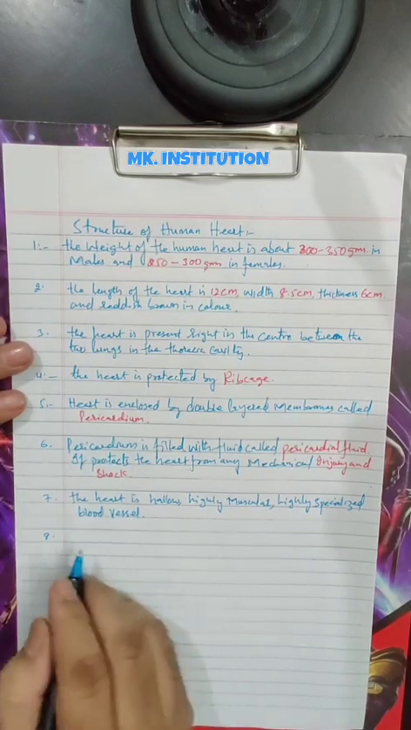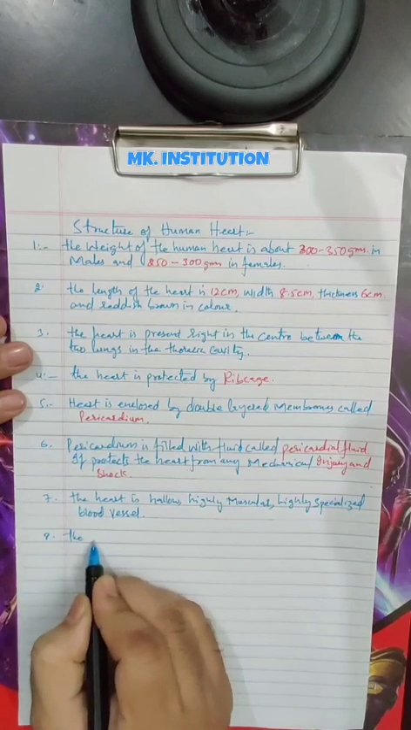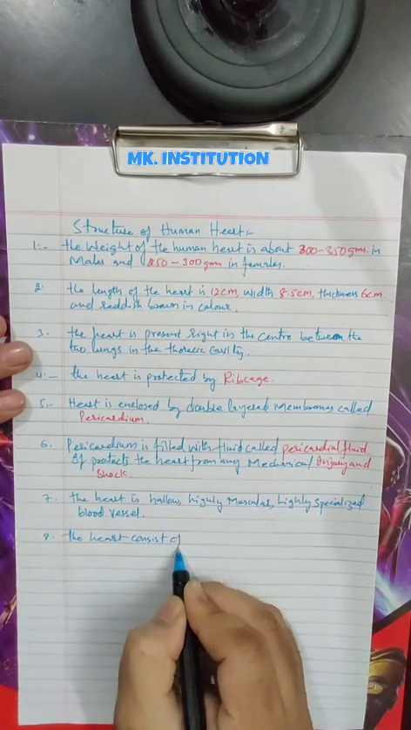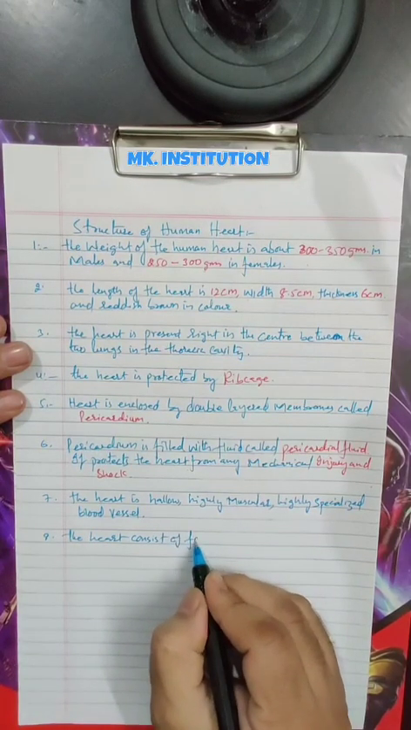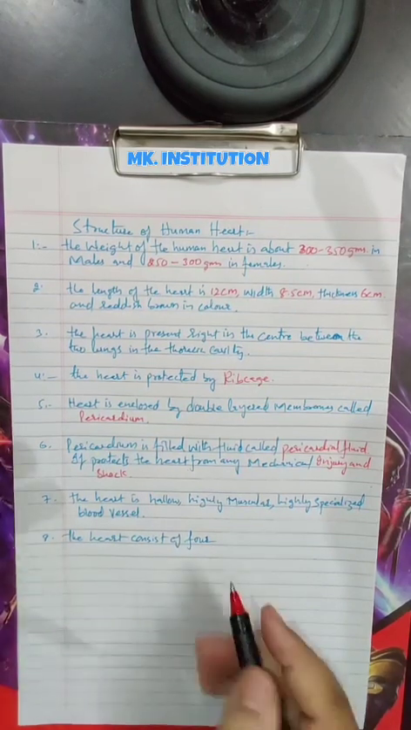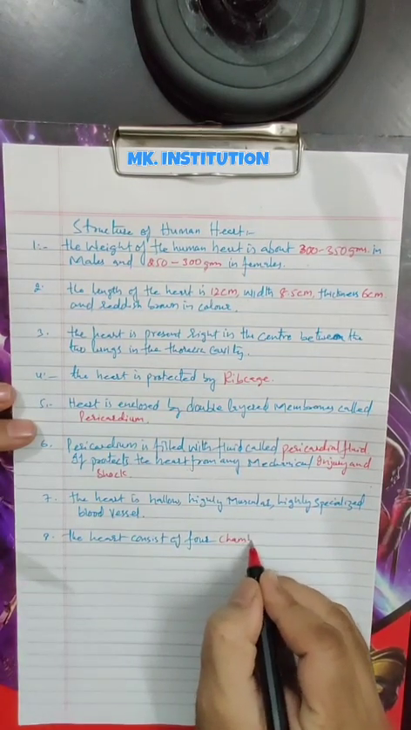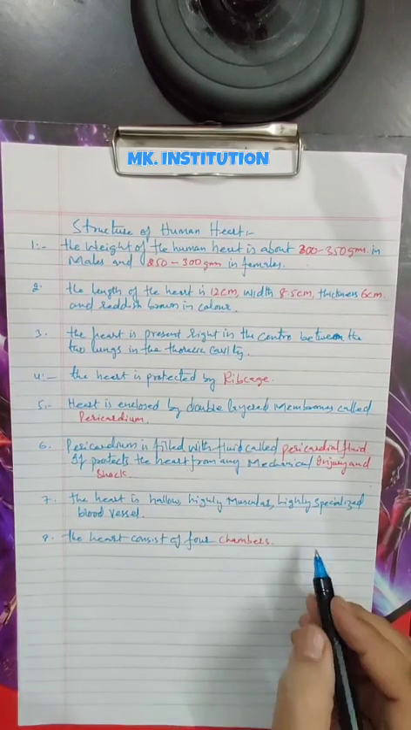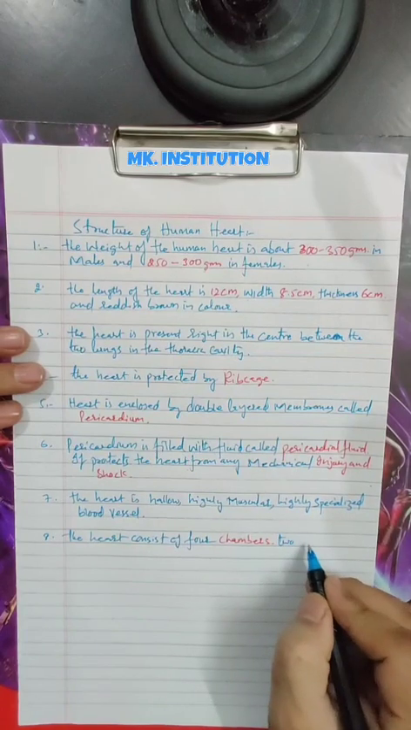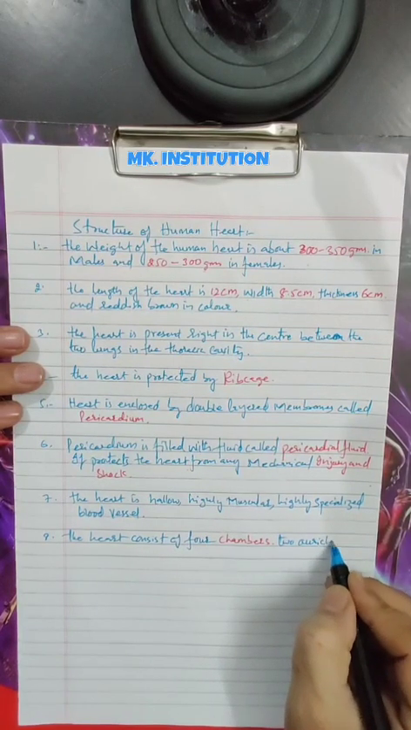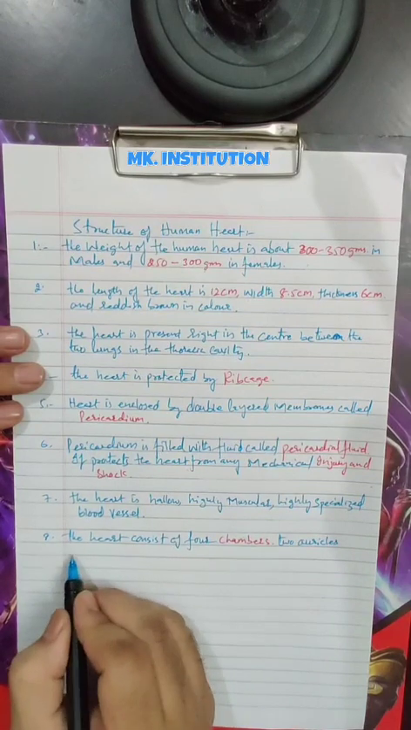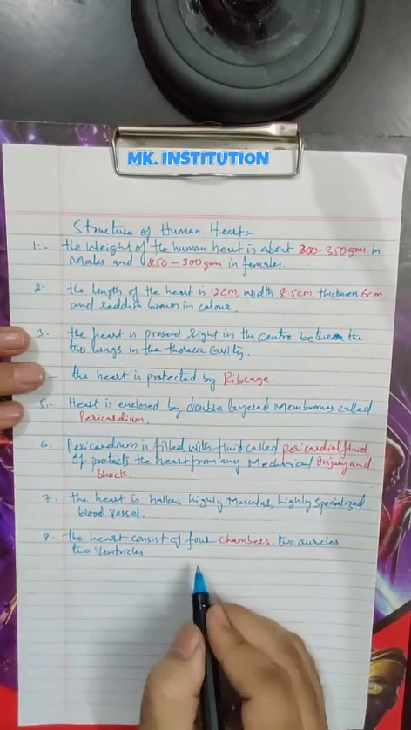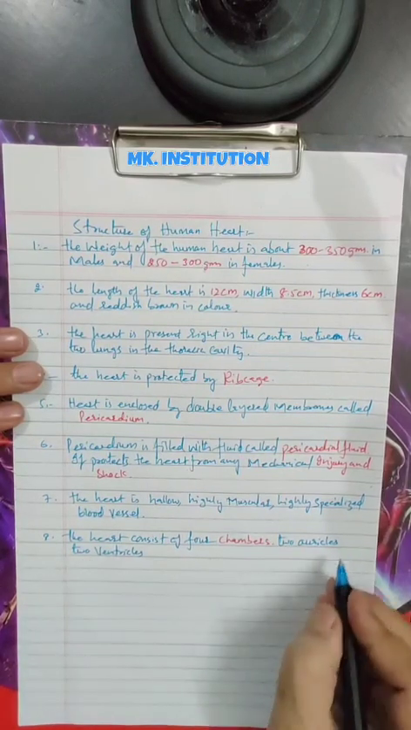Then 8th one you can write, the heart consists of 4 chambers. Chambers means compartments. In that, 2 are called auricles and other 2 are called ventricles. Clear, the heart consists of 4 chambers, 2 auricles and 2 ventricles.